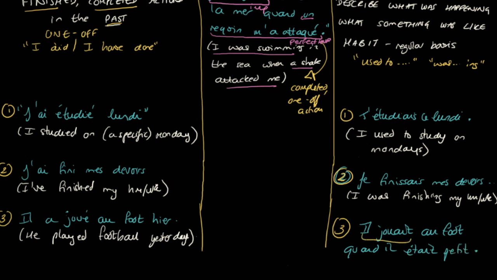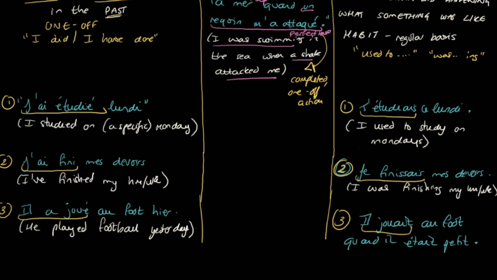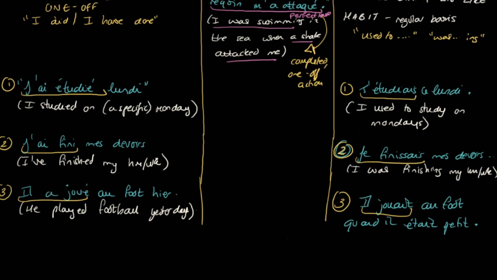So you've got il jouait versus il a joué. I'm just going to do this other one. J'ai fini versus je finissais. J'étudiais versus j'ai étudié. So il a joué au foot, one-off event. Il jouait au foot quand il était petit is more talking about habit, what he used to do on a regular basis when he was little. Yes, you can see quite clearly there the difference between those two tenses.